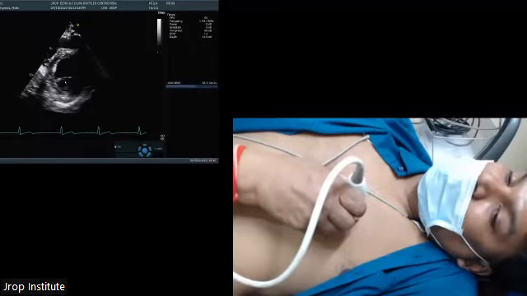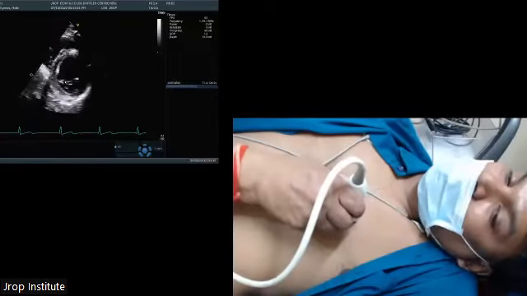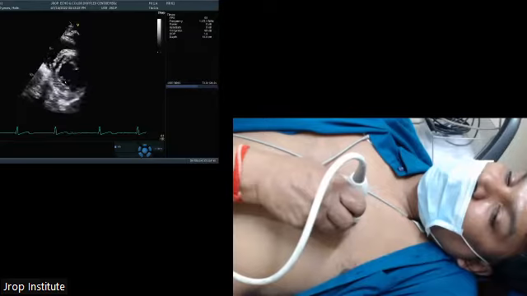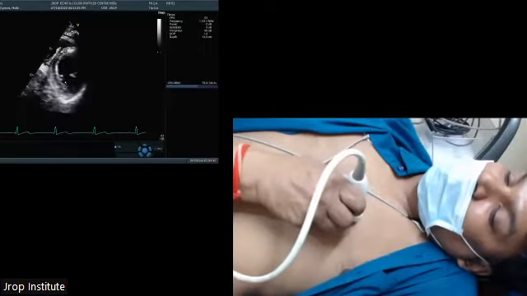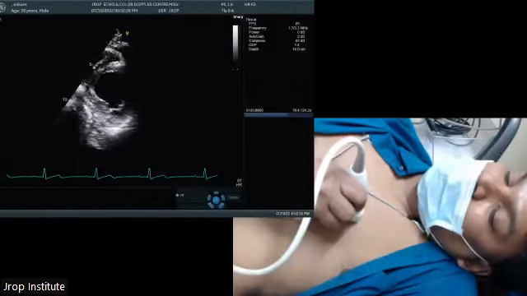Now the index marker is at 1 o'clock position, 1 to 2 o'clock position. At this level, you will get the papillary muscle, no? We can get all of them now.